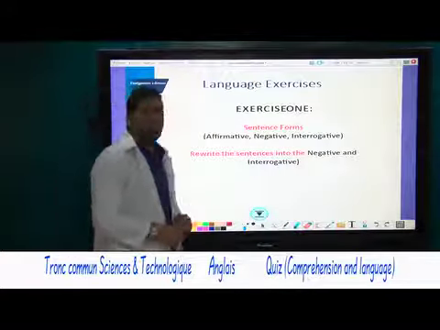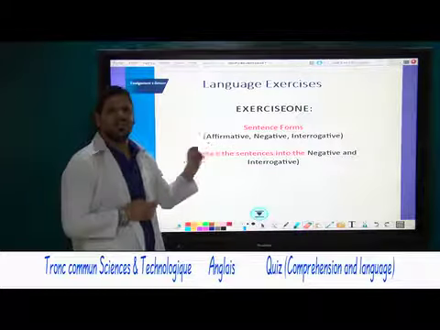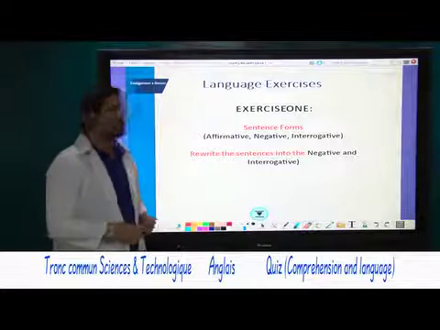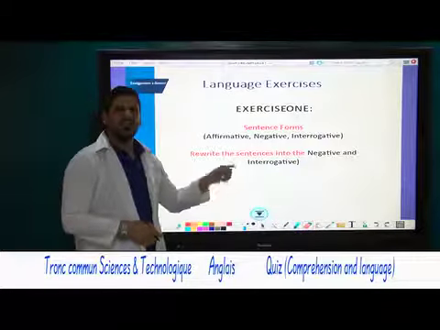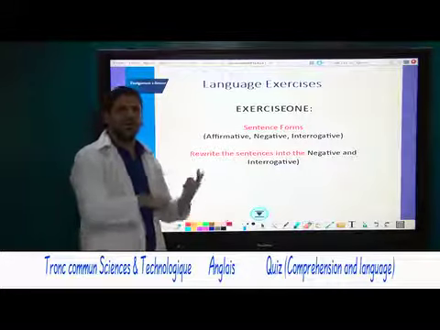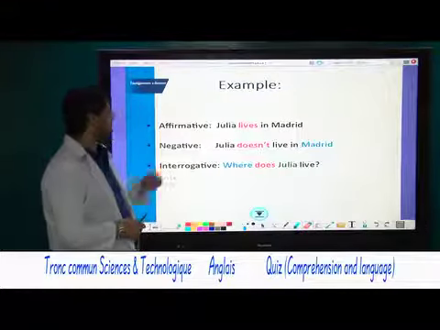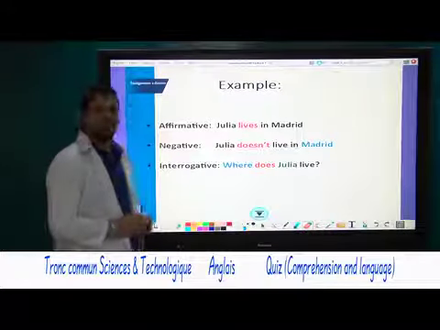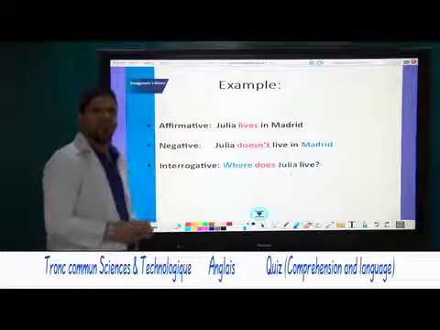Okay, for language exercises, you will have 3 exercises. The first one is about sentence forms. What do you mean by sentence forms? It simply means you take a sentence and you transform it into negative or interrogative and vice versa. An example. In the affirmative we have Julia lives in Madrid. This is a sentence in the simple present, right?